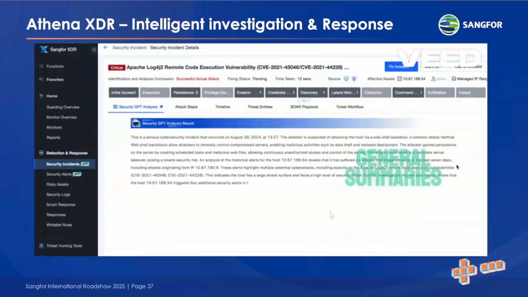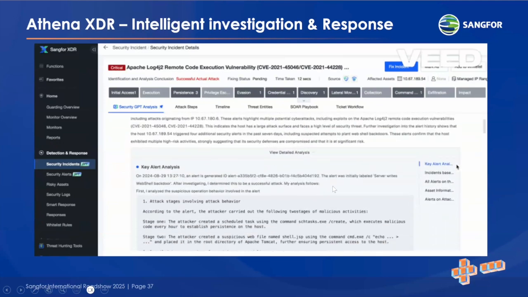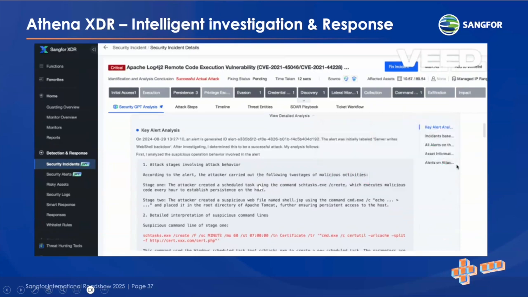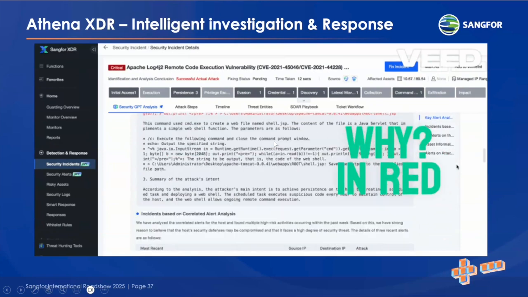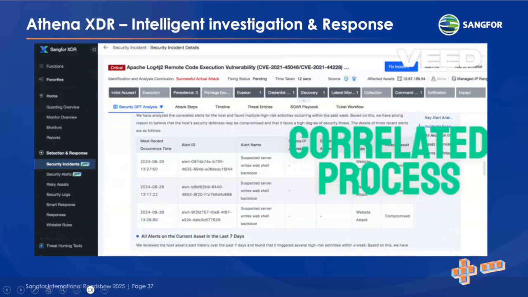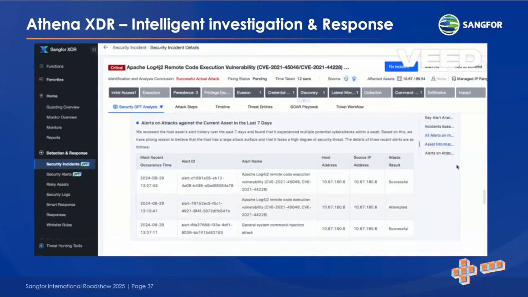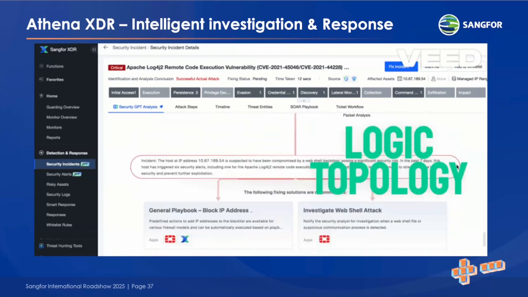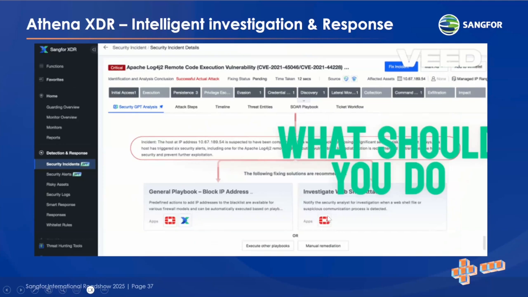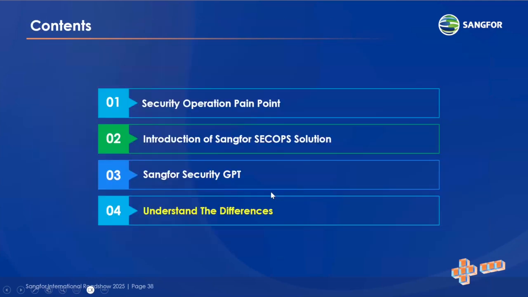You click an instance, there will be a robot to do the general summary, what happens, and give you the root cause analysis in plain words. And also the correlated process we will showcase under the instance. And also how many assets are involved in the instance, we will tell you. And also we will do the response. For example, you want some third party to block the IP or use our own. Yes, we can support all.